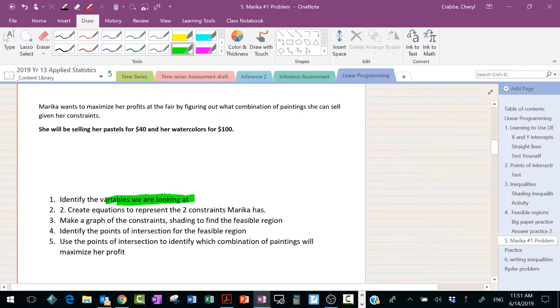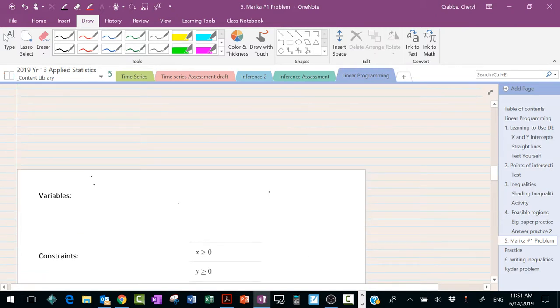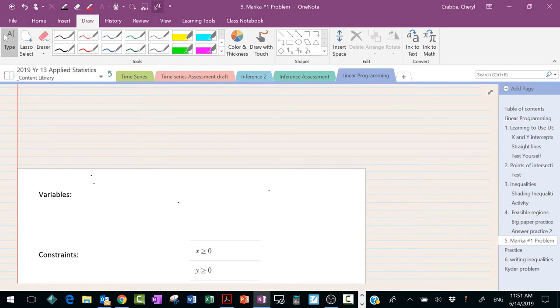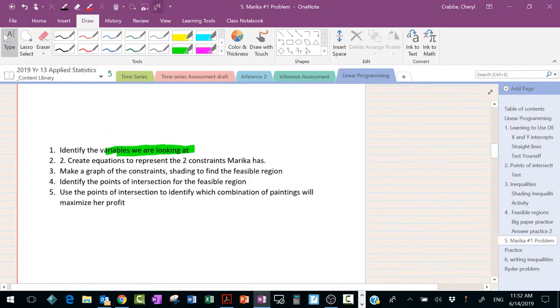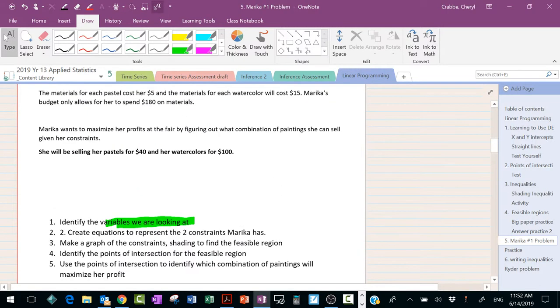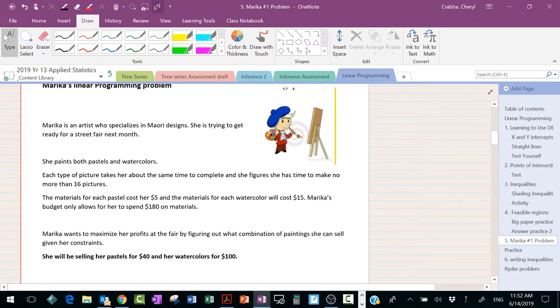We've read and done this problem, and I told you that for consistency purposes, we would use X for the pastels and Y for the watercolors, just so that we're all doing the same thing. And then the next thing you have to do is create the inequations to represent the constraints Marika has. Now, we're going to use 4 constraints, but the main constraints have to do with time.